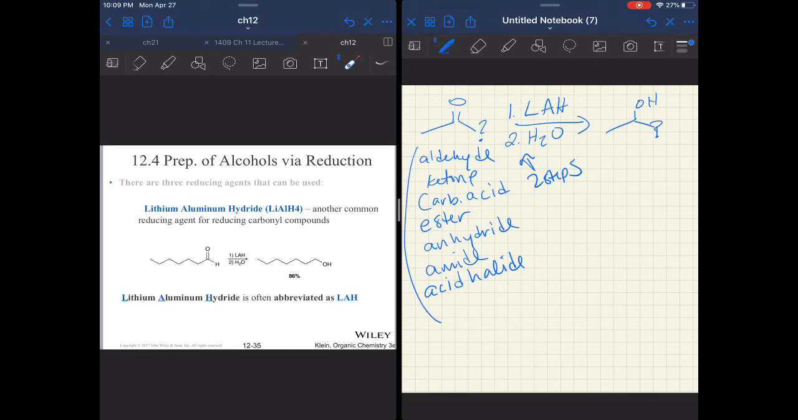Actually, take amide out. You're going to reduce that. That reduces to an amine. You don't need that until organic 2. Don't worry. But those are your 2 options. Now, an aldehyde or a ketone, you can use either one. But if you have one of these guys, an acid halide, you want to reduce, you've got to go with LAH.